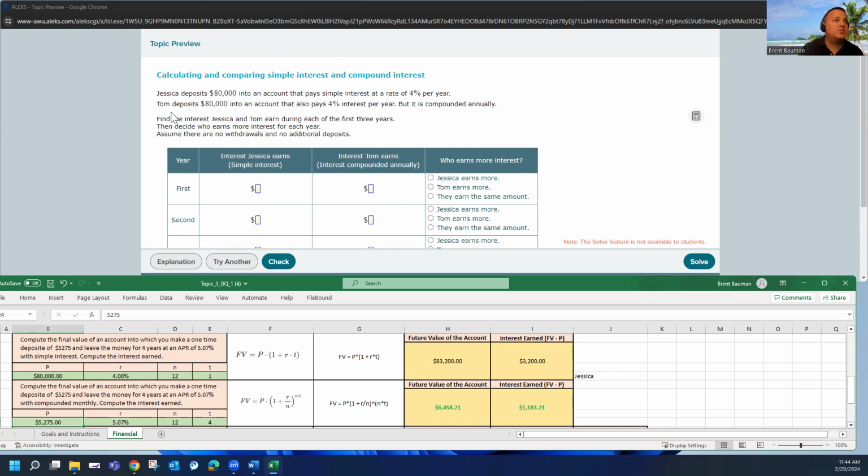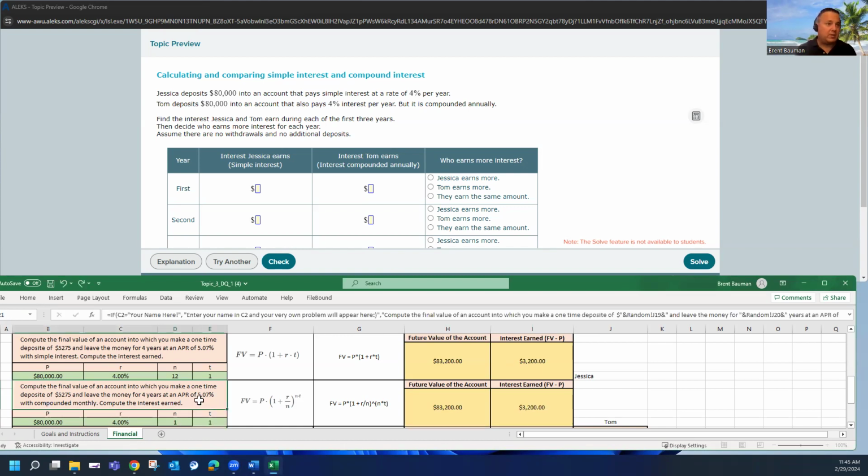Second situation is Tom. I'm going to write Tom down here, and he's dealing with interest compounded annually. So that's our compound interest formula. He has 80,000 again, at 4%. This is where our N comes into play when we're dealing with compound interest, and it's annually. Annually means it's happening once per year, so we're going to change that to 1. 12 would be monthly. Again, we're just interested in the first year right now.